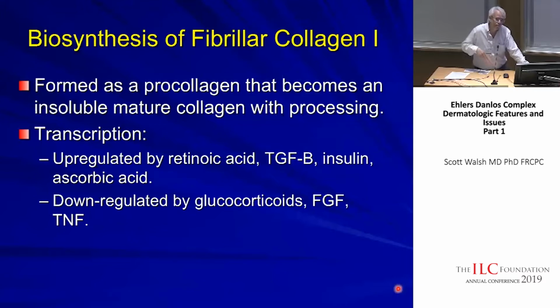So right from when it's being transcribed from the DNA, when you try to make the message to go make the protein. And so collagen synthesis is upregulated at a DNA level by things like vitamin A, vitamin C, ascorbic acid. Retinoic acid is vitamin A. Ascorbic acid is vitamin C. And it's downregulated by certain things like steroids and inflammatory molecules like TNF-alpha.